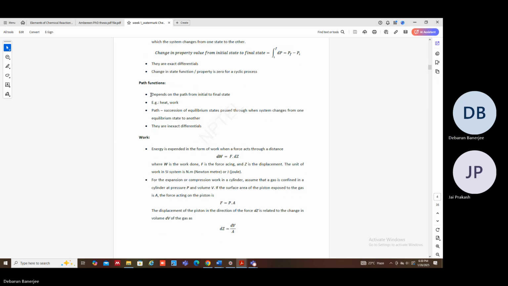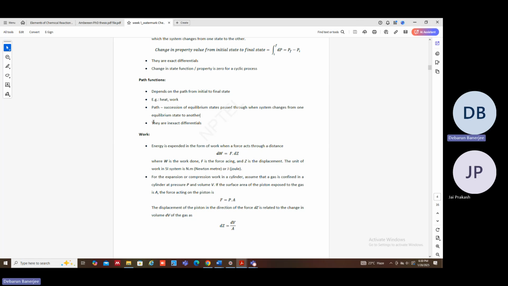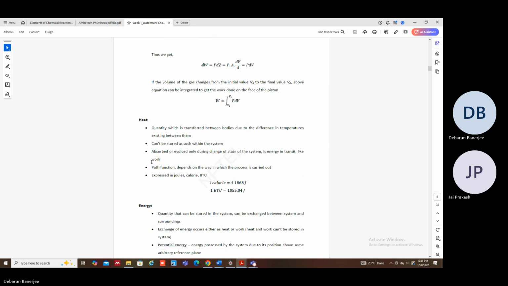But on the other hand, there are other functions such as path functions. They depend on the path from initial to final state. For example, heat, work. So what is meant by the path? Path is a succession of the equilibrium states passed through when a system changes from one equilibrium state to another. These path functions are not exact differentials. They are inexact differentials. For example, for a gas, if the volume of the gas changes from initial value V1 to V2, the ultimate equation comes as W equals integral of PdV from V1 to V2.